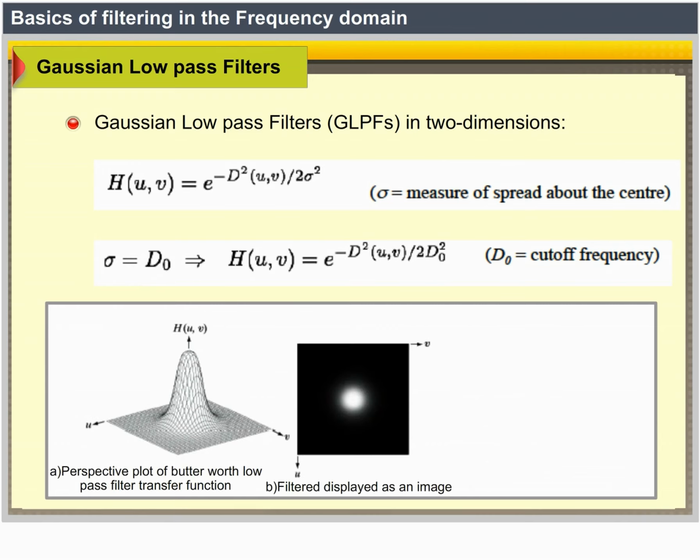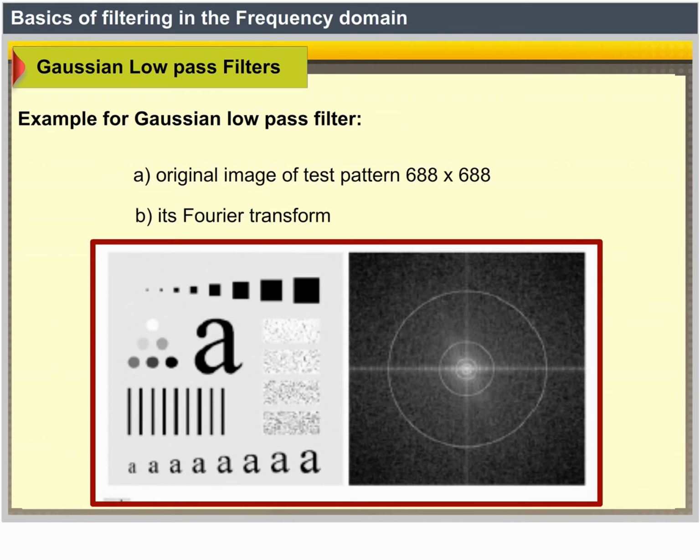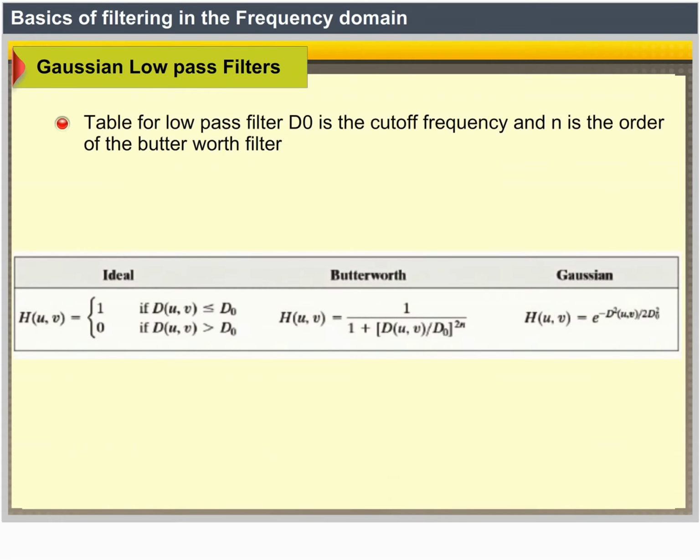Example for Gaussian low-pass filter is represented on the screen. Figure A, original image of test pattern 688 by 688, B, its Fourier transform. The table shows the low-pass filter, where D0 is the cutoff frequency and n is the order of the Butterworth filter.